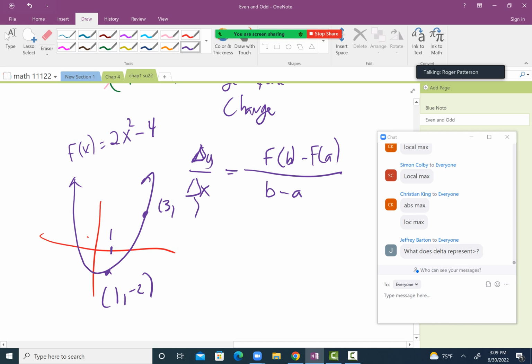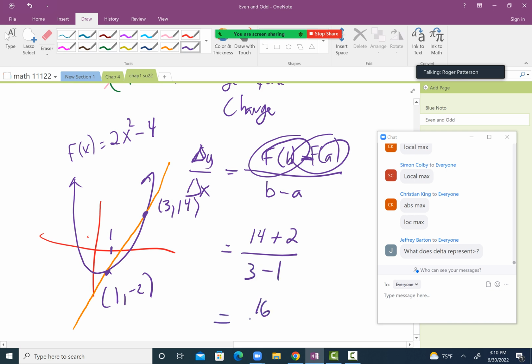Now I'm going to go to 3. So I'm going to put 3 in here for x. So that's going to be 3 squared, which is 9, times 2 is 18, minus 4 is 14. So then if I draw a line through those points, I can find the average rate of change by taking the change in the y's. So that would be 14 plus 2, because it's minus a negative 2, over 3 minus 1, and that would be 16 over 2, or 8. So the slope of that line is basically 8.